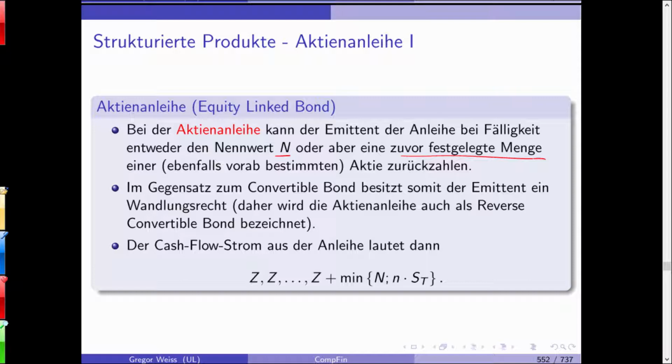So the cash flow stream of this equity-linked bond is Z, those interest rate payments on the bond, and finally interest rate plus the minimum of either N or N times the current stock price. And of course, the issuer will choose the lowest. If we have a notional amount of 1 million, but the stock is currently worth 90 euros, and we have 10,000 stocks, what are we doing? We can choose between 1 million or 900,000 euros, and we are only paying out 900,000, so we are paying out N times the stock price. So this is an equity-linked bond.